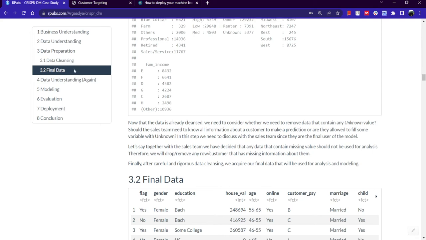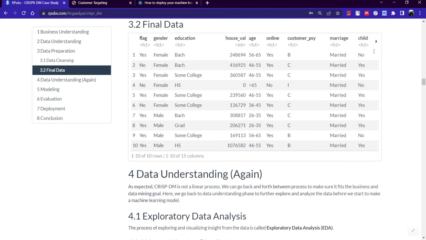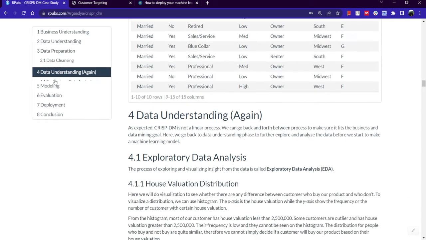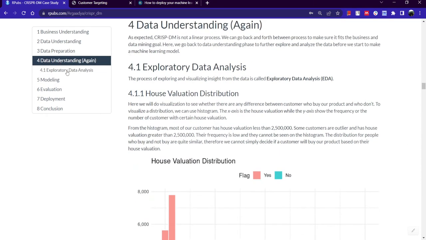Okay, so this is here the final data that they got. The final data, here are the columns. And then they move again to data understanding. So here, after the data is clean, in this case, they again look into exploratory data analysis.